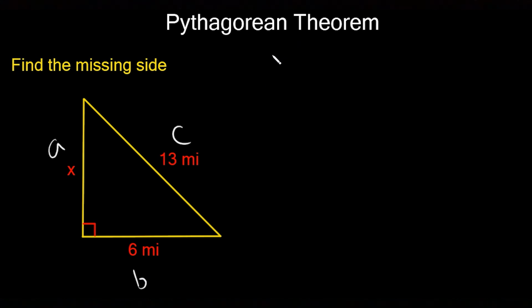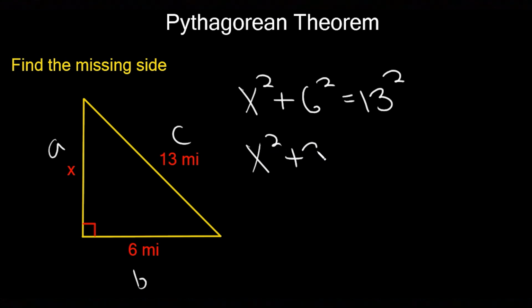So I have to do here a squared, that's going to be x squared, plus b squared, that's going to be 6 squared, and then equal to 13 squared, right? That's c squared. So when I do that, I get x squared plus 36 equal to 13 squared, which will give you 169. And then from here, we have to solve.